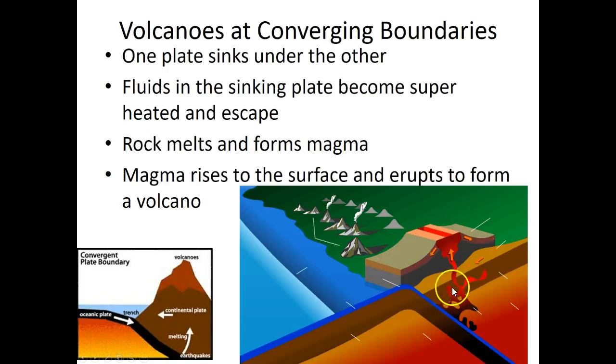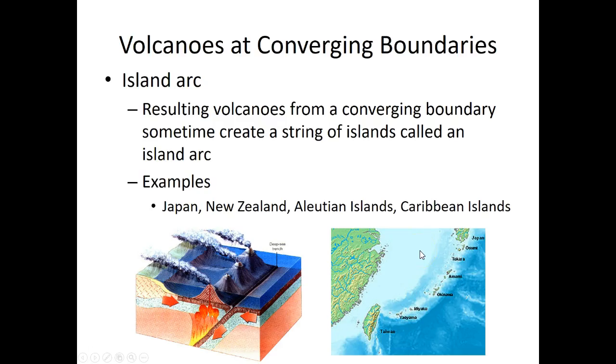When that happens, sometimes you'll get some lava. It's some magma in the earth that will move up, and then remember, when it comes out of the volcano, we call that lava. So fluids in the sinking plate become superheated, they escape, and that rock does melt and it forms magma right in this area. When that melting and all that happens, you'll also get some earthquakes, but then you end up with magma rising up to the surface, and that erupts and forms a really cool volcano right there on the coast.